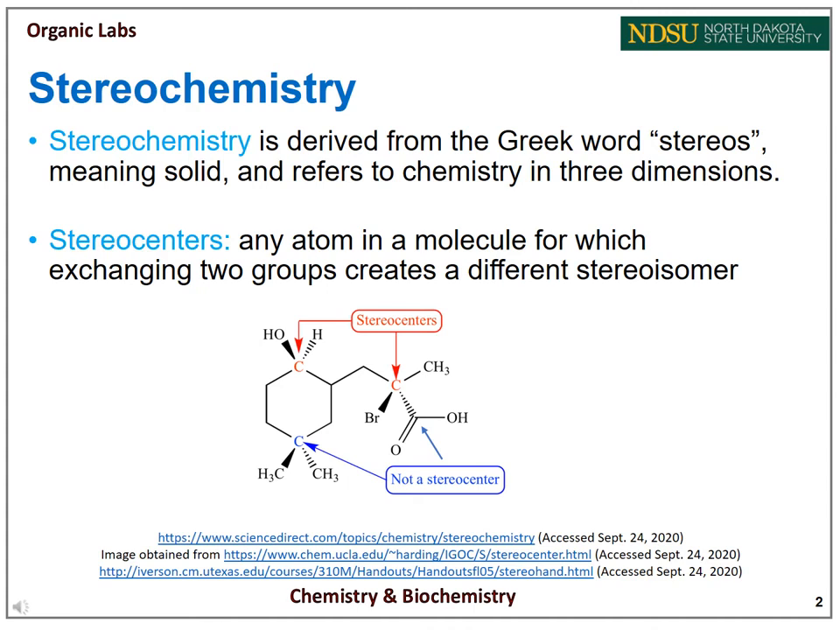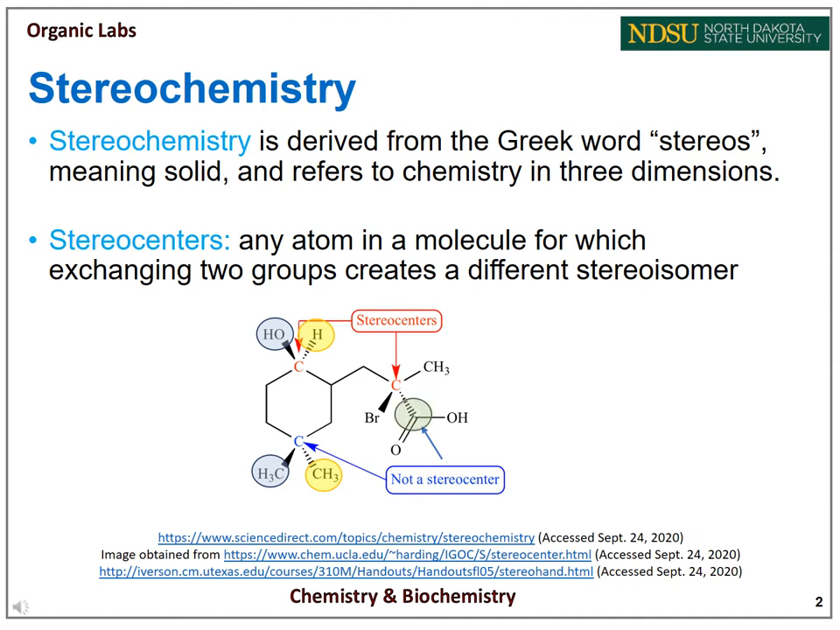Stereocenters are any atom in a molecule bonded to 3 or more atoms, or 4 for carbon, for which exchanging 2 groups which are attached to it would create a stereoisomer. So, for example, if I were to exchange this hydrogen and this hydroxyl group, the resulting molecule would be a stereoisomer, which I will explain shortly. But if I were to exchange these 2 methyl groups, the resulting molecule would look and be the same, and therefore this is not a stereocenter.